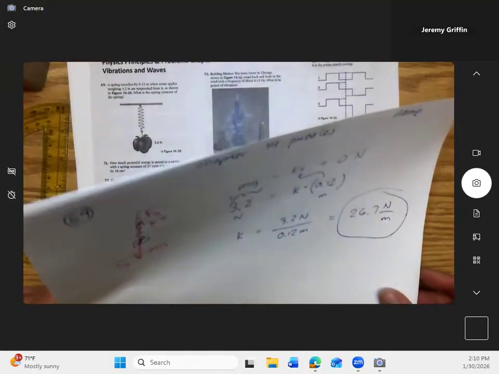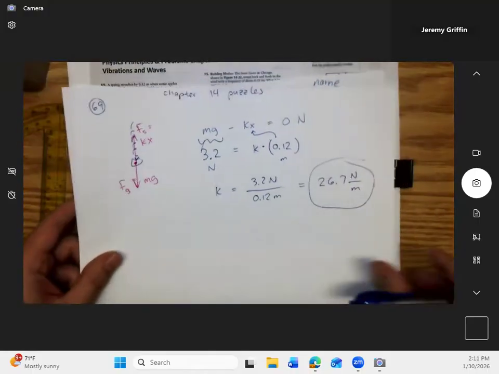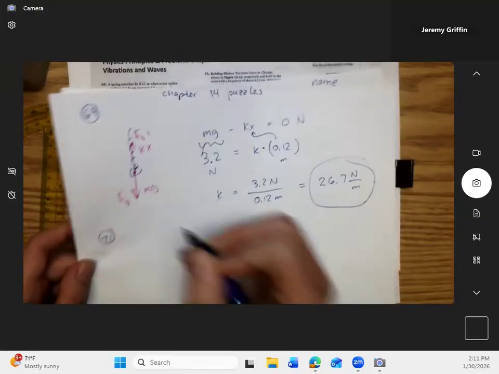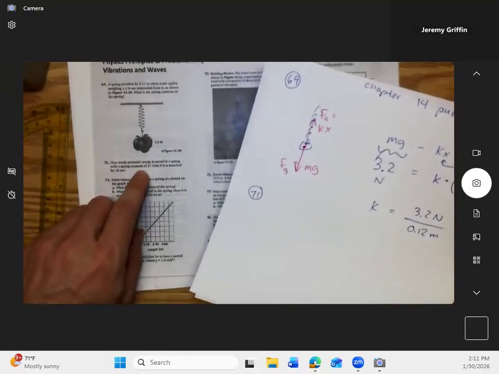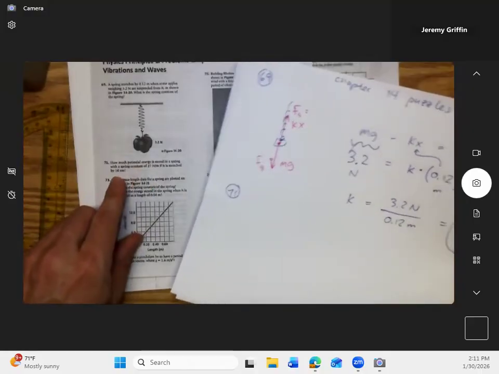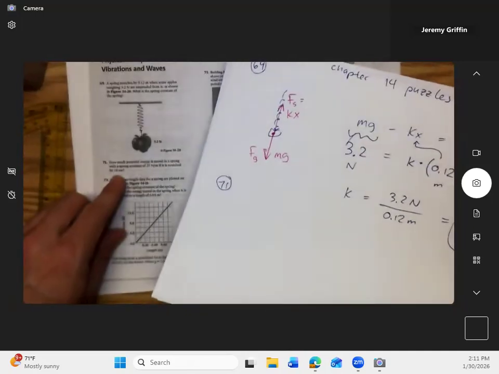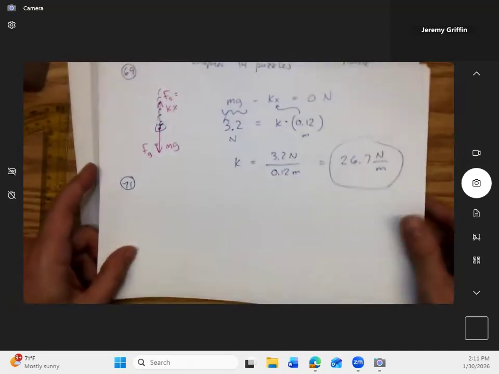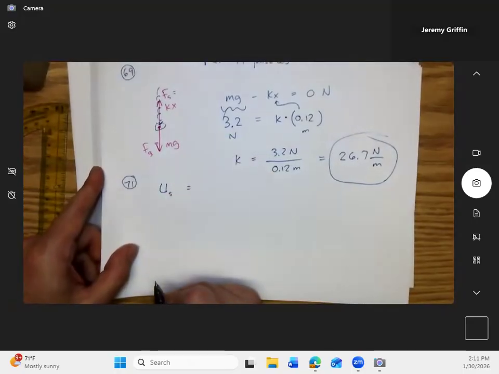All right, number 71. How much potential energy is stored in a spring with this spring constant, 27 newtons per meter? Which is almost exactly what we got anyway. So maybe they're talking about the same spring. Stretch 16 centimeters. Ooh, guys, what's the formula for energy stored in a spring?